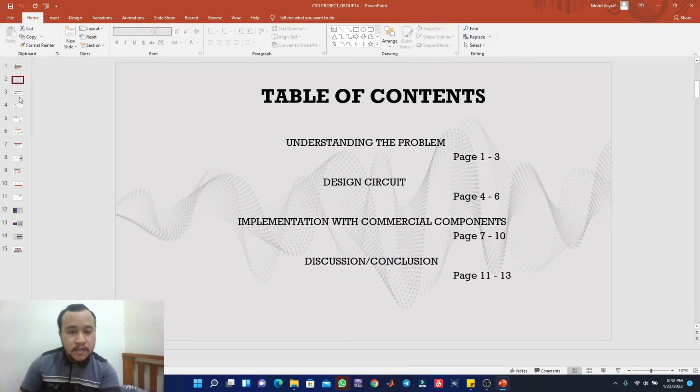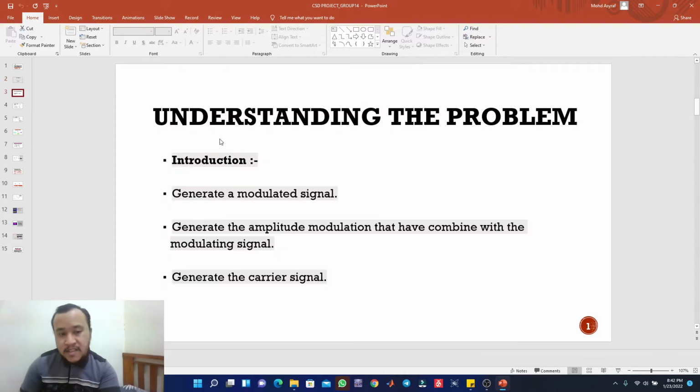Today I will present about understanding the problem. The first one is the introduction. As we know, in this project, we need to generate a modulated signal. We need to generate the modulation that is combined with the modulating signal. And the last one is we need to generate the carrier signal.